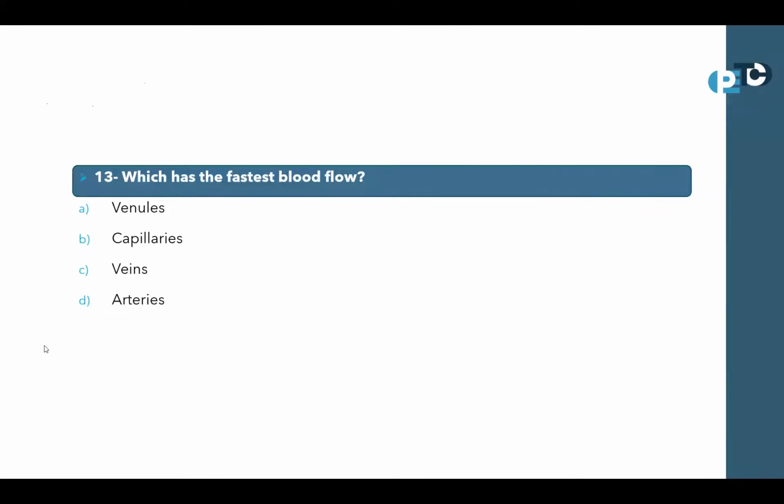Which has the fastest blood flow? Also, this is one of the questions from the previous exams. Fastest blood flow means that the way is wide. It's like a highway for cars. When the way is wider, the speed of the cars will be faster. Therefore, the wider blood vessel will have a faster blood flow, so the arteries are wider and have the fastest blood flow.